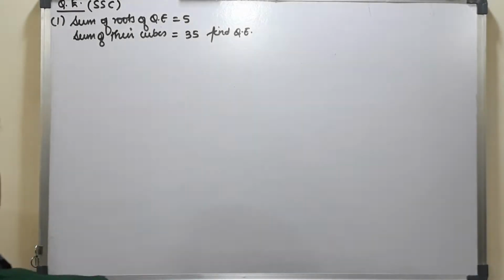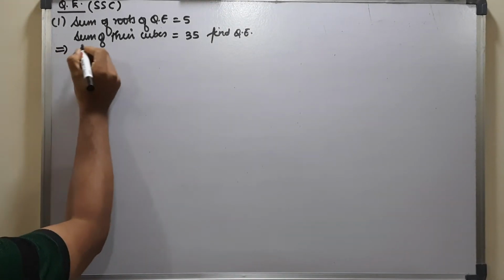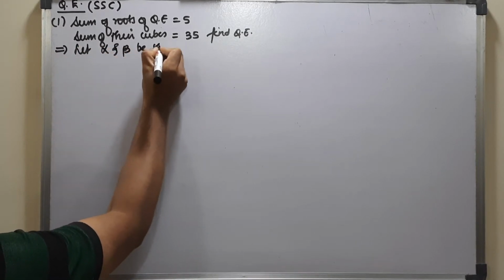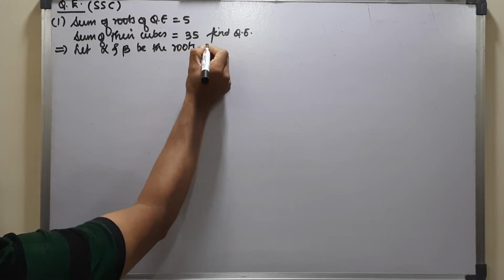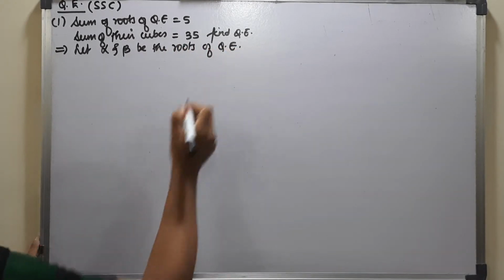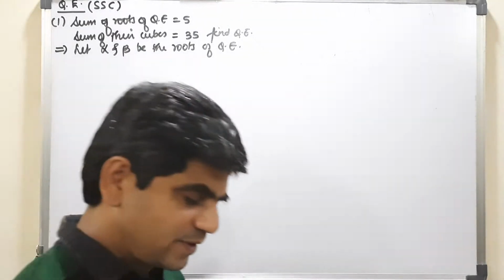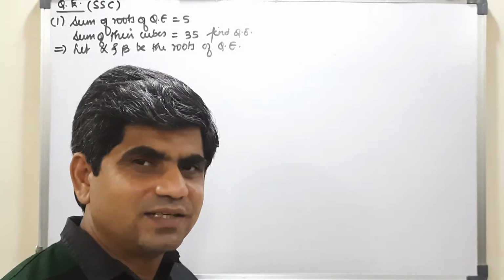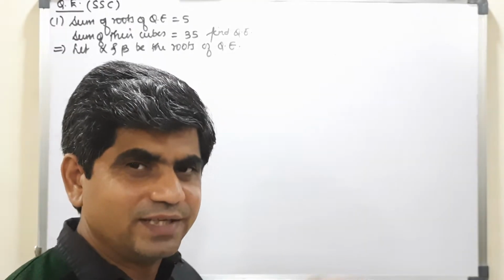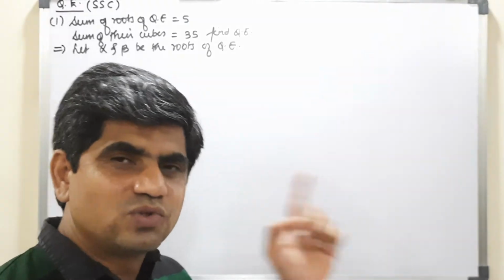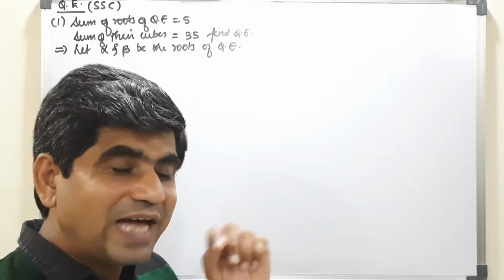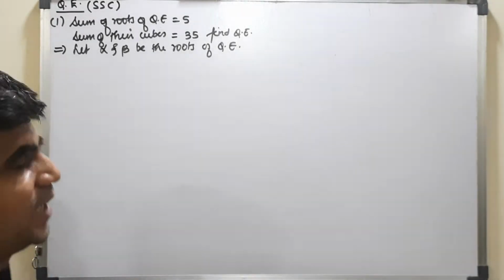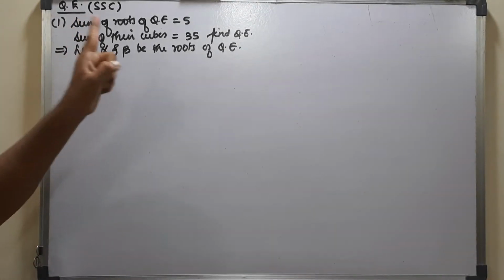So first let me write one thing, they are talking about roots. So let alpha and beta be the roots of the quadratic equation. Now you can take R1 and R2 also as I have taken earlier, but at your stage you will not be able to understand the complexity. You would have to write R1 square, R1 cube also, and that will harass you. That is why I took alpha and beta. So let the roots be alpha and beta.